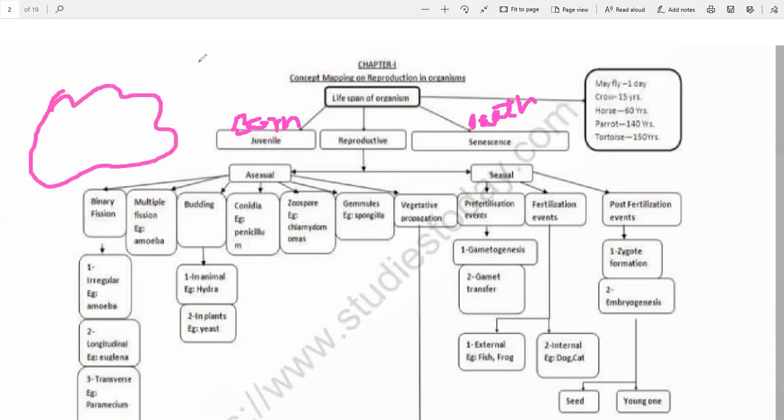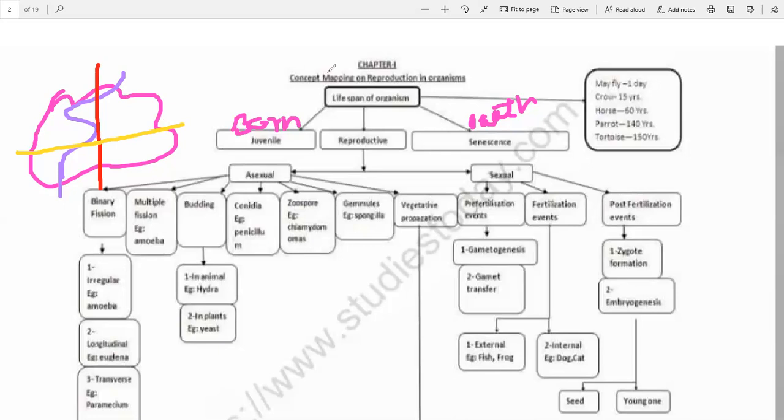It is like this, one organism. If this organism has binary fission from any plane, not regular, then we say it is irregular, as it is seen in amoeba. But if binary fission occurs in a straight line, that is longitudinally, as seen in euglena, that is called longitudinal binary fission. And if transversely, as in paramecium, that is called transverse binary fission.